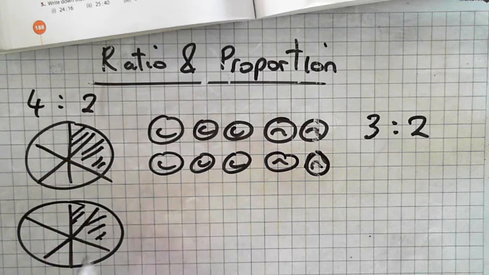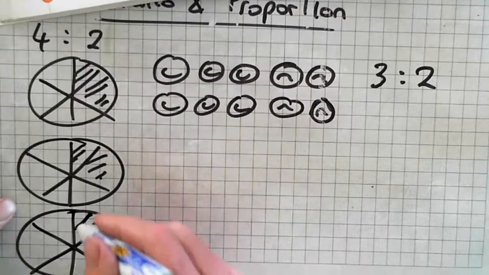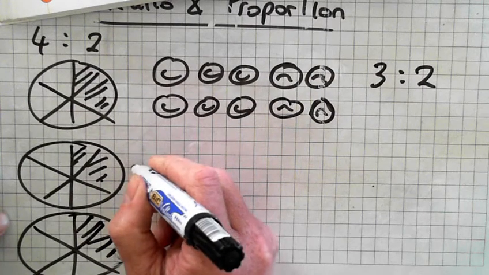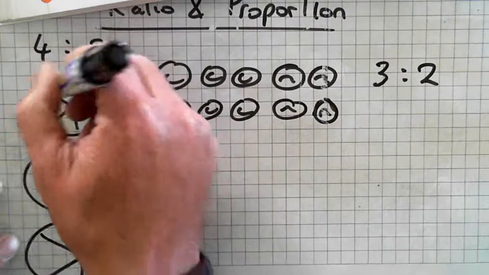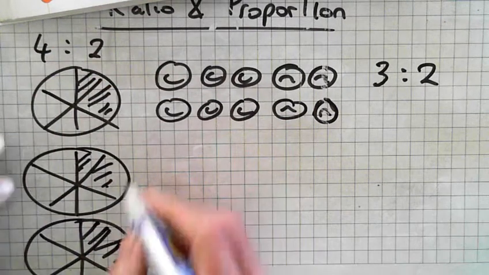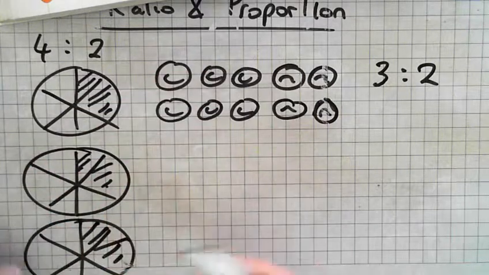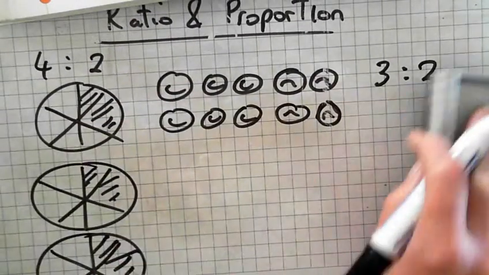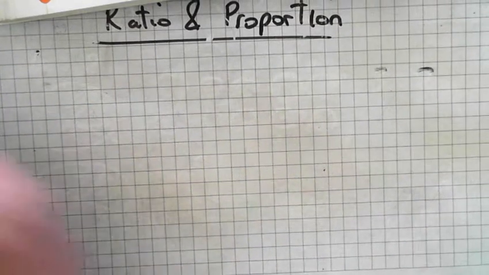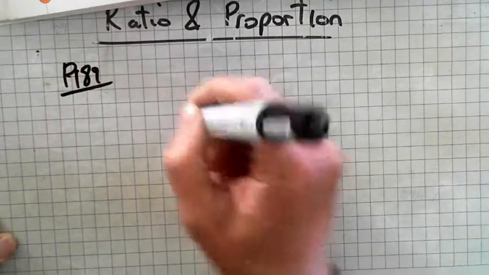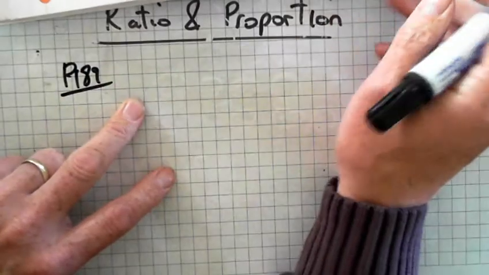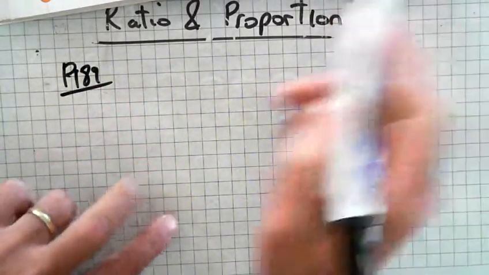8 to 4, yeah. And I put another cake in there. 4 are not shaded, 2 are shaded. 12 to 6. Alright, so you keep adding 4 on the left hand side and you keep adding 2 on the right hand side. Is that simple enough? Right, we'll go to the question that you asked me to do on page 189. Express each of the following as a ratio of whole numbers.